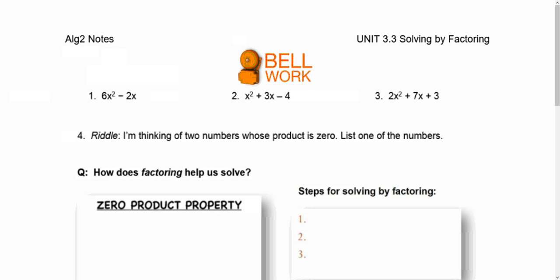Today's focus is back on factoring. I told you that this chapter was going to be about solving problems different ways. So I created the bell work to review a couple of different types of factoring strategies. Using these 6 or 7 factoring strategies on the board, did you guys recognize the first one? What was the first one?